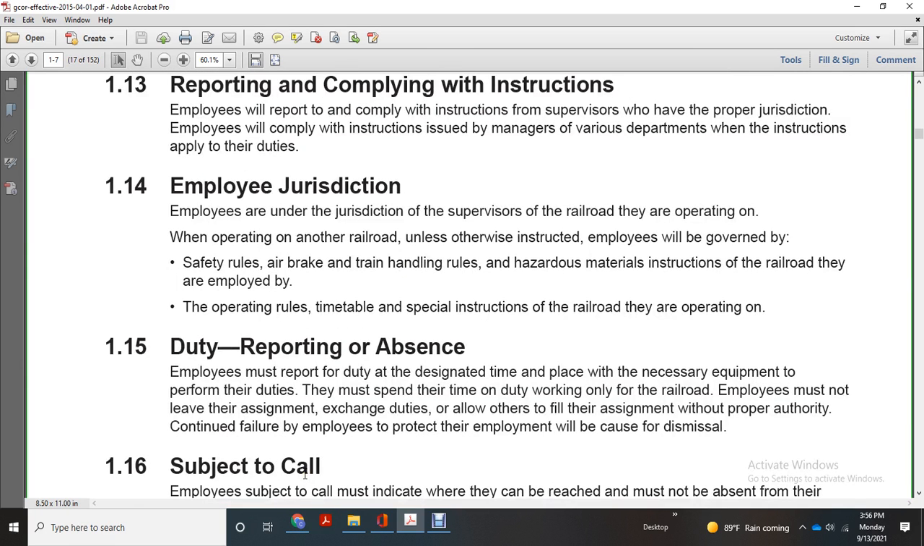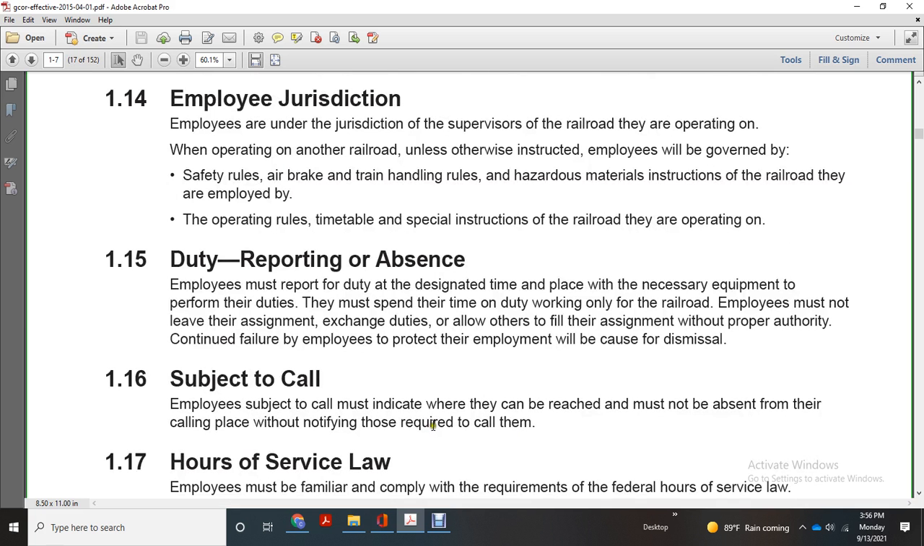Duty, reporting or absence. Employees must report for duty at the designated time and place with the necessary equipment for the performance of duty, and devote their time to duty working on the railroad. Employees must not leave their assignment or exchange duties with others to fill their assignment without proper authority. Continued failure by employees to protect their employment will result in dismissal.